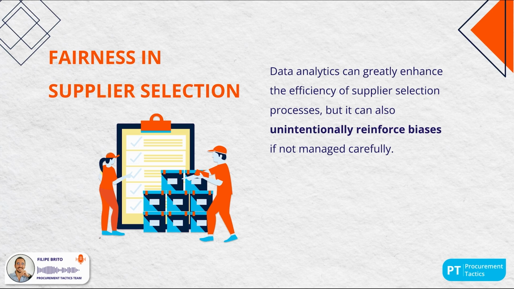Ensuring fairness in supplier selection is another critical ethical consideration. Data analytics can greatly enhance the efficiency of supplier selection processes, but it can also unintentionally reinforce biases if not managed carefully. For example, if historical performance data is used to evaluate suppliers, it may disadvantage new or smaller suppliers who have not had the opportunity to demonstrate their capabilities.